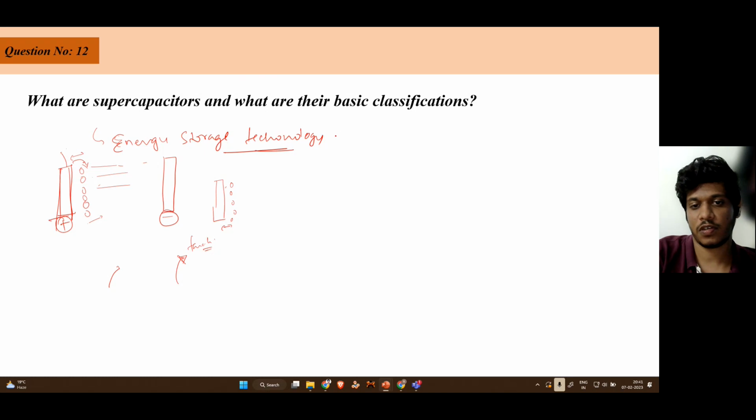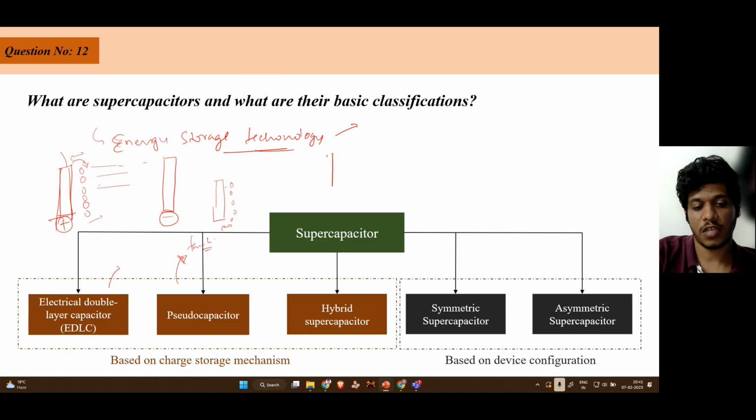It's a kind of storage technology that depends on how the charges are arranged. So based on the charge storage mechanism, we can have electrical double layer capacitors, we can have pseudocapacitors, and we can have hybrid type capacitors.